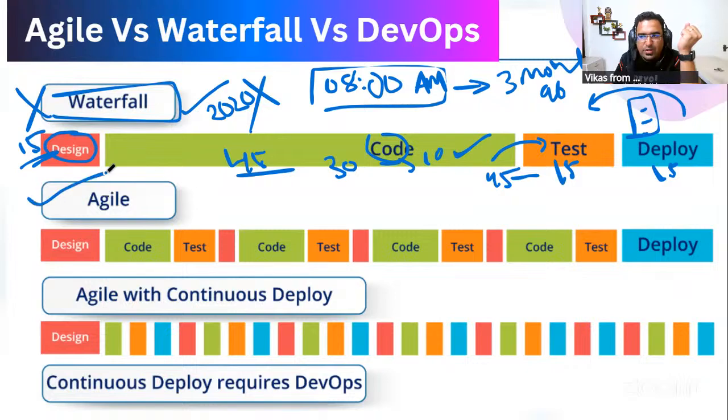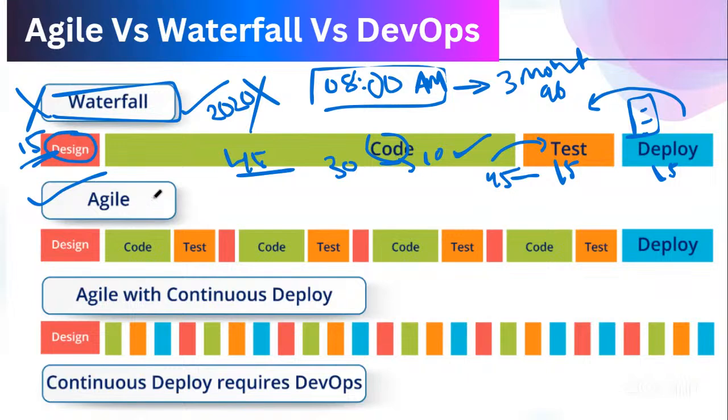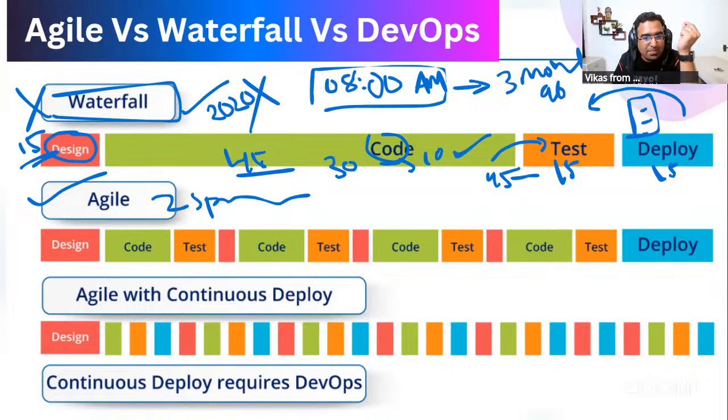In your company, which process are you following? Tell me, in your company which process you are following. Agile, okay. If you are using sprints, okay, if in your company you are following sprints, it means you are following the agile process.